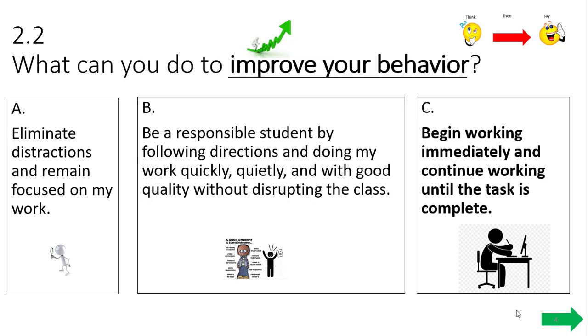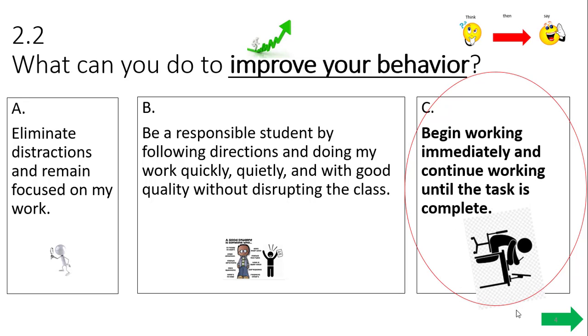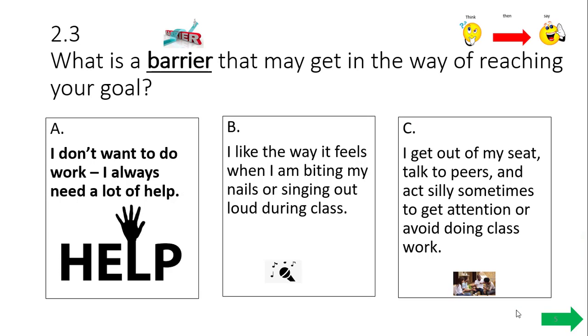Next question. What do you want to do? What can you do to improve your behavior? Isaiah, point to C. C is your correct answer. Begin working immediately and continue working until the task is complete. This is the goal that you're working on, the symbol that you always look at. This is the one that helps you remember your goal. Guy in the desk who's working.